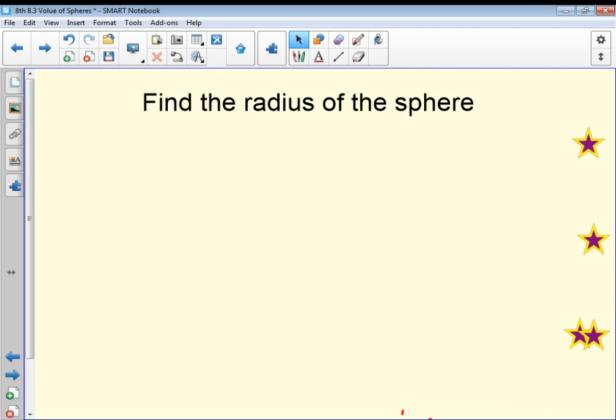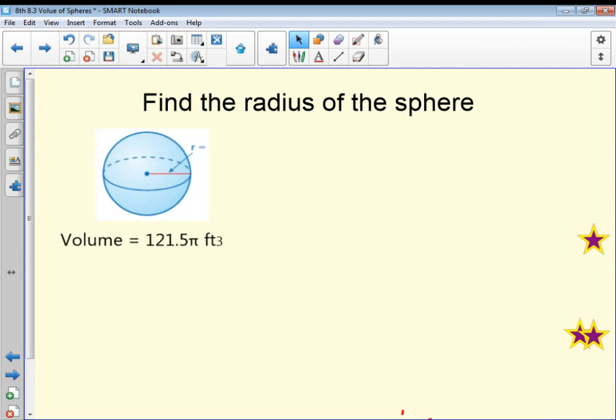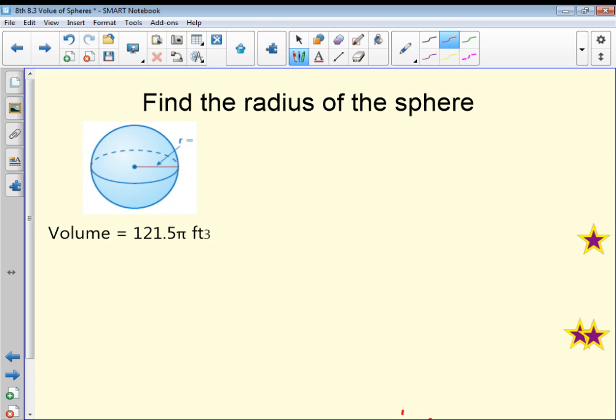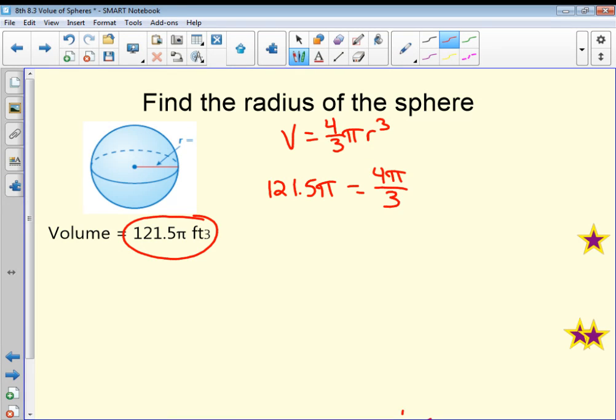Okay, so let's do one more. And if you're comfortable, you can stop watching the video, and if not, then watch one more time. So volume equals 4/3 times pi times radius cubed. So our volume is this, 121.5 pi, I always forget to write that, equals 4 pi/3. So I piece those two together in that step, times radius cubed. Okay, because we're really taking 4/3 times pi, it's just that I'm putting them together here.